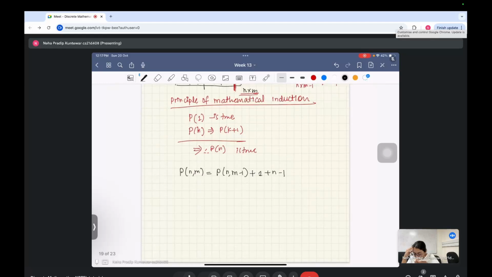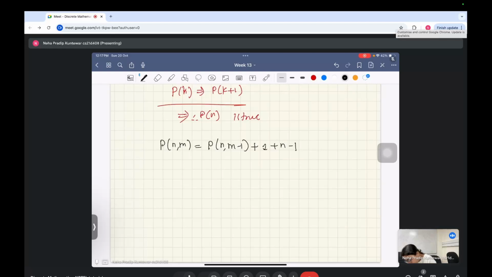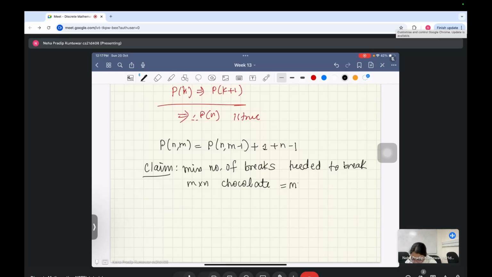So what we did is we said that, my claim is that the minimum number of breaks that are needed to break an m cross n chocolate is equal to mn minus 1. This is the claim that I inductively want to prove. So what would be my base case? My base case would be when I have a single bar of n cross 1.